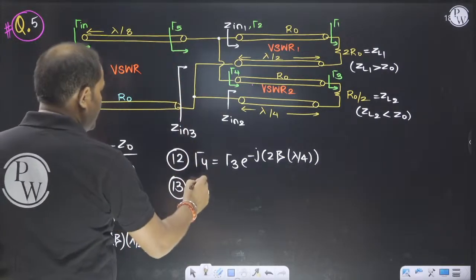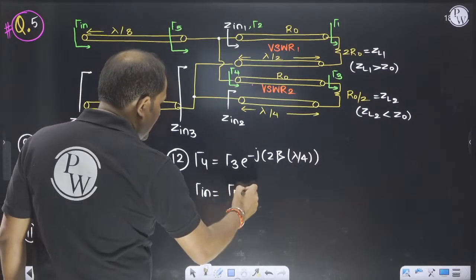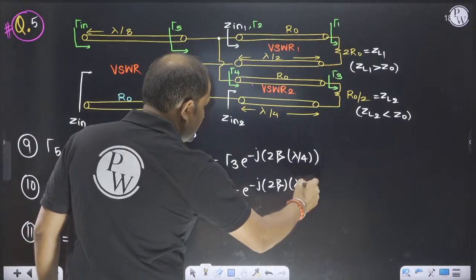Then we have gamma 5. Gamma 5 we have calculated as gamma in, gamma 5 e to the power minus j 2 beta. Length is lambda by 8.